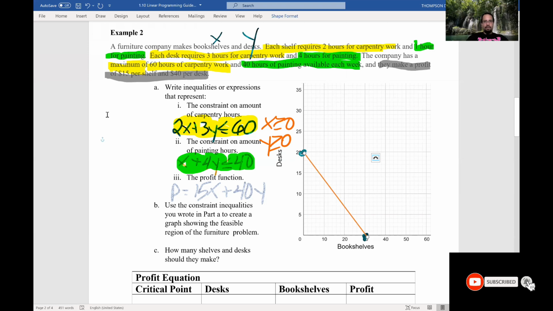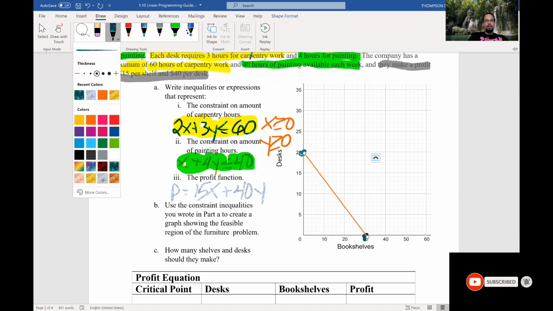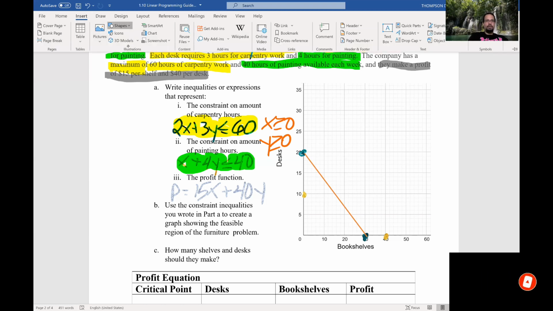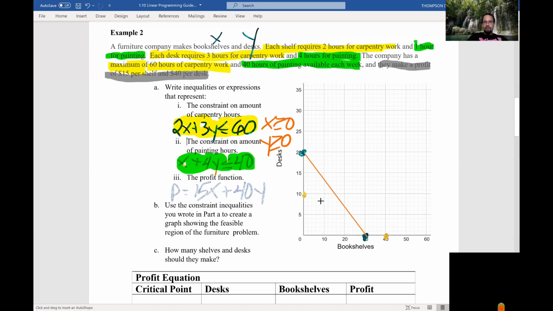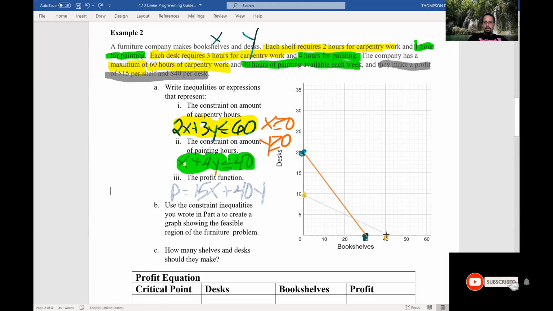Then we have x plus 4y is less than or equal to 40. So on the x-axis, we would have 40. And on the y-axis, 40 divided by 4 would be 10. And we'll draw a line in between these 2 points. Let's grab the line and make that line a little bit thicker.